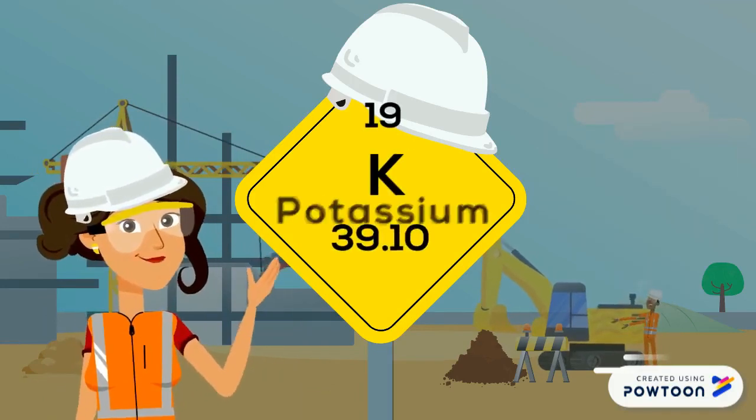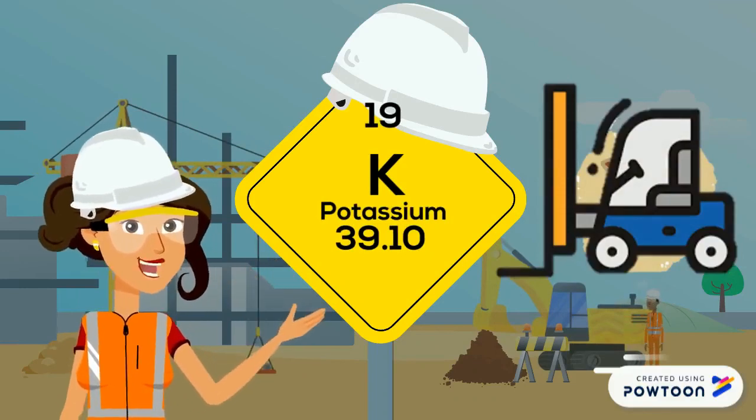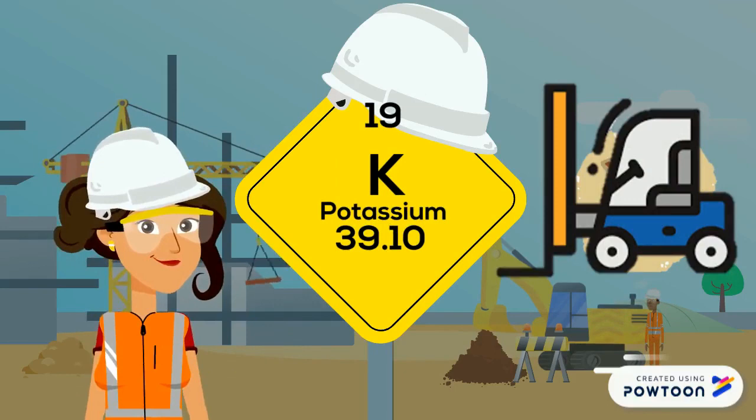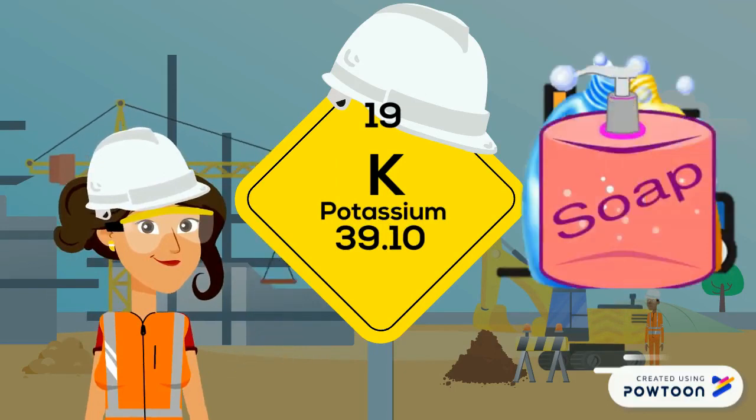Potassium, symbol of K, atomic number of 19, and atomic mass of 39.10 grams per mole. The greatest demand for potassium compounds is in fertilizers. Potassium carbonate is also used in the manufacture of glass. Aside from this, it can also be used to make detergents and liquid soap.